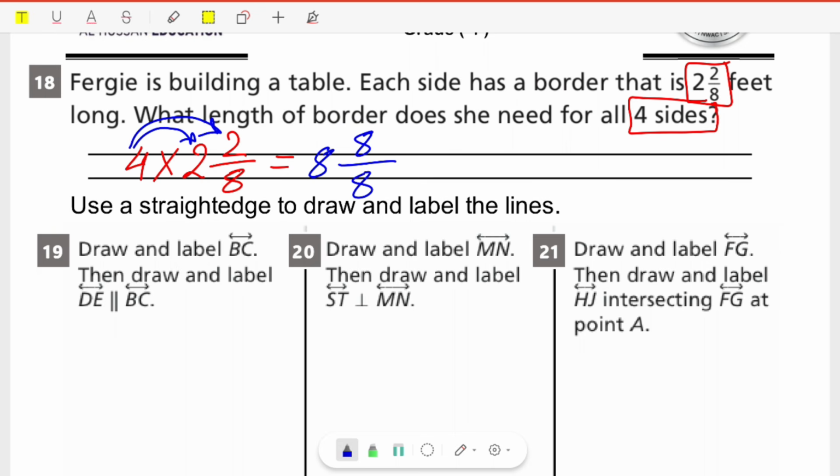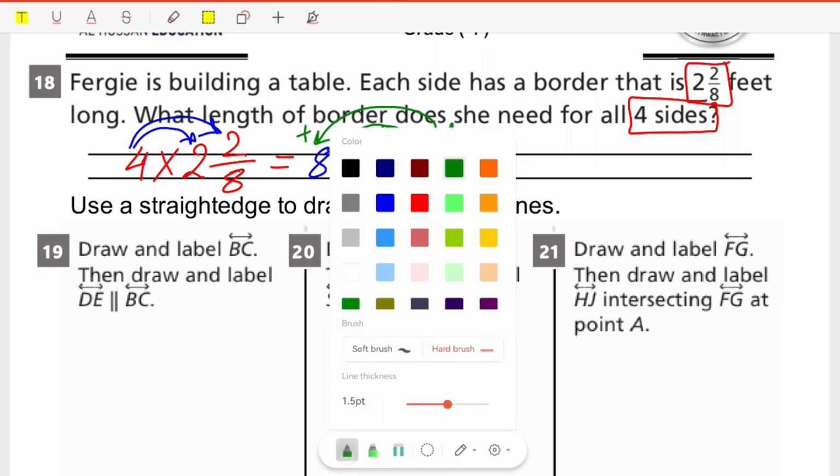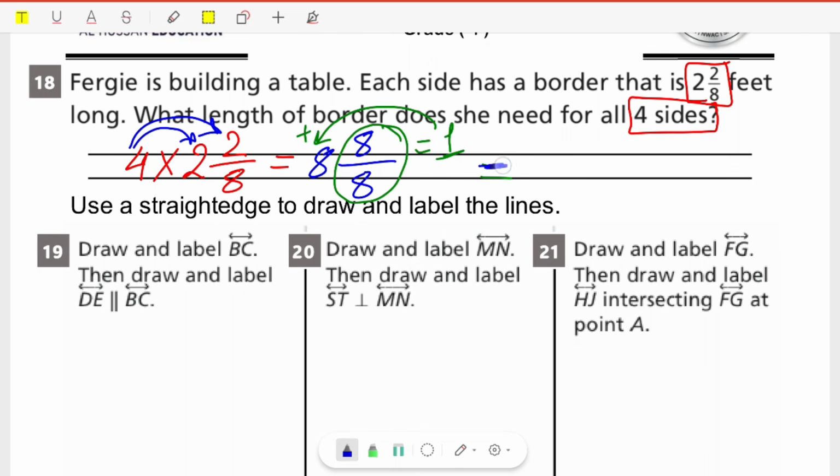Yeah, it's a special number now. So 8 and 8 over 8. And we all know that 8 over 8 here equals 1 whole. So all we have to do, we're gonna add 1 to the whole number. So the final answer will be 9. So the answer will be 9 feet, because 8 over 8 forms 1 whole, and we have already 8 wholes, so it will be 9 feet.